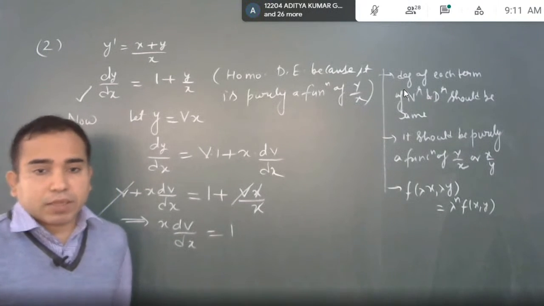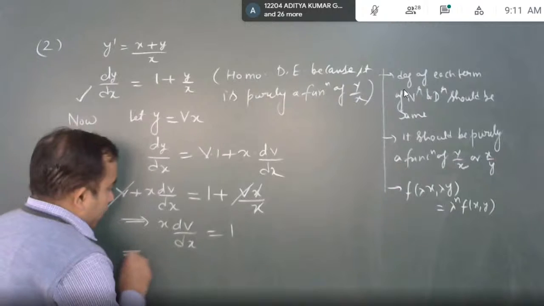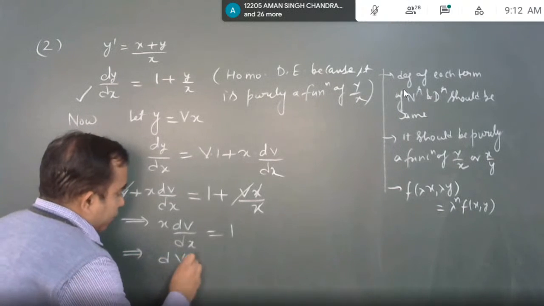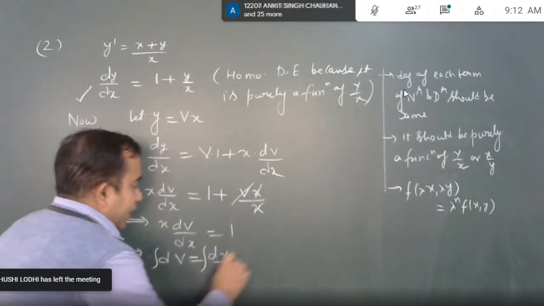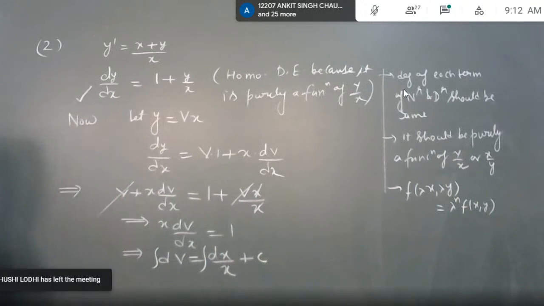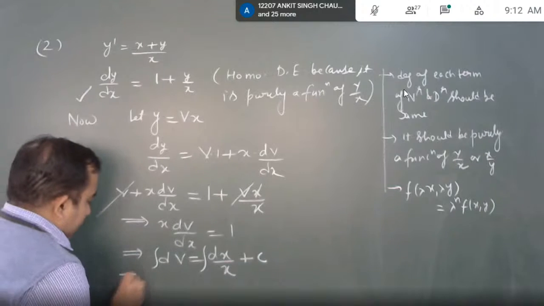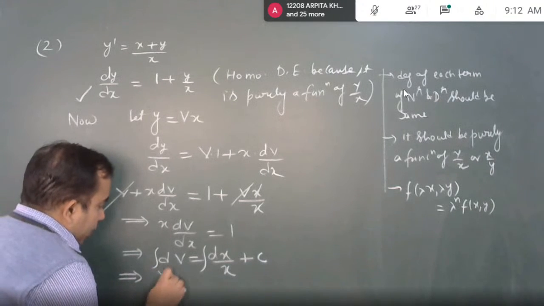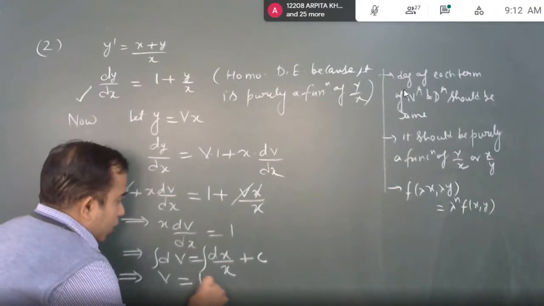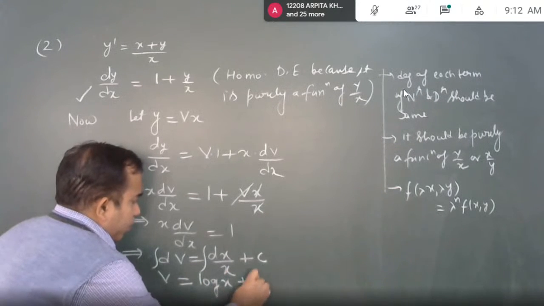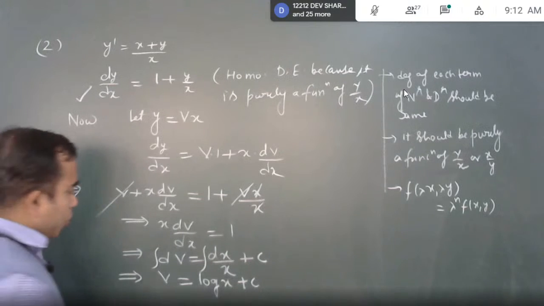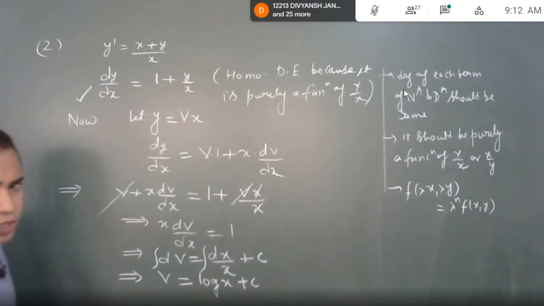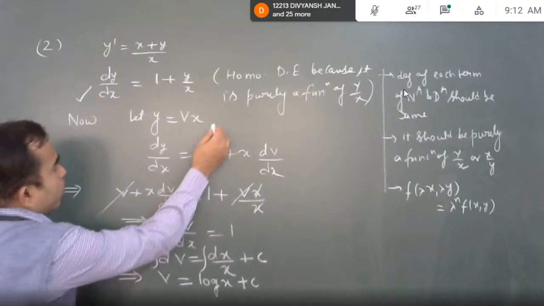Now you can see that separating the variables is super easy. Dv I am keeping on the left, and dx upon x I am sending to the right. Integral sign on both the sides plus c, right students? And integral dv will become v equal to log x plus c. V we have chosen from our side, so substitute v. Let us put the value of v. V will be how much from here, students?